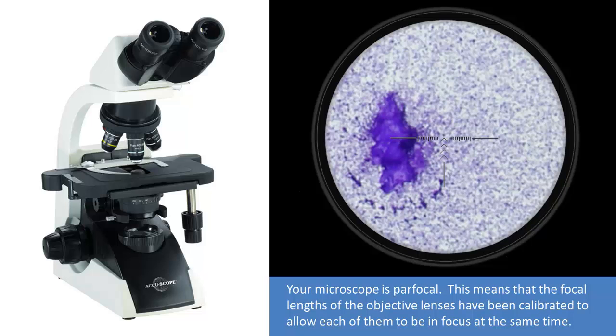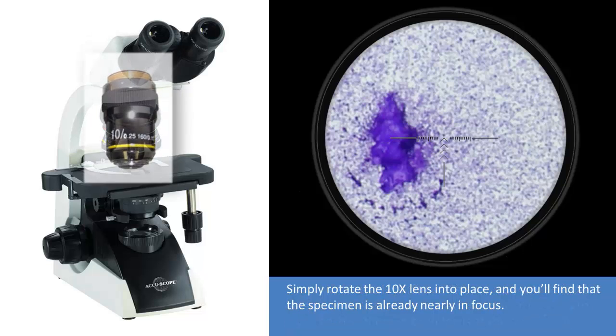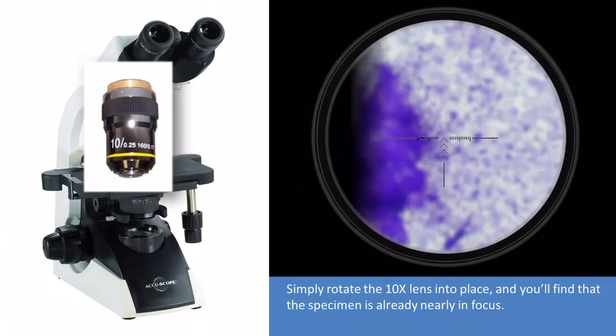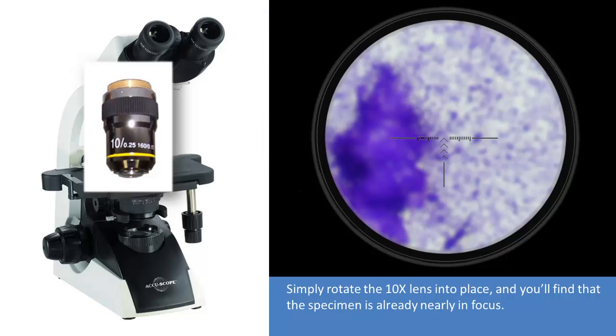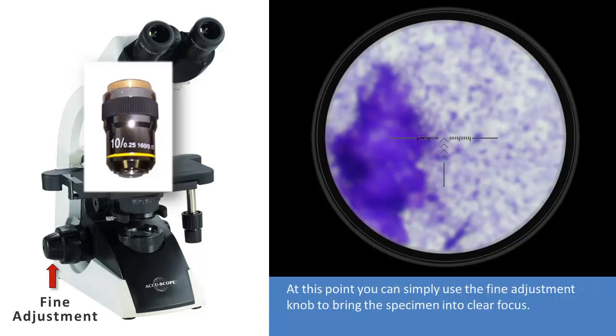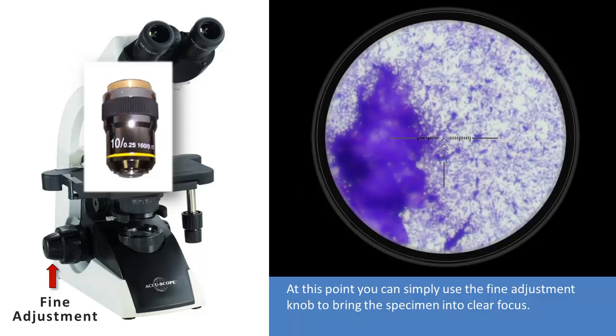Your microscope is parfocal. This means that the focal lengths of the objective lenses have been calibrated to allow each of them to be in focus at the same time. Simply rotate the 10x lens into place, and you'll find that the specimen is already nearly in focus. At this point, you can simply use the fine adjustment knob to bring the specimen into clear focus. Got it.